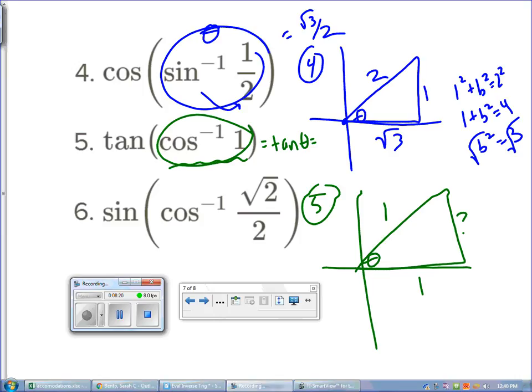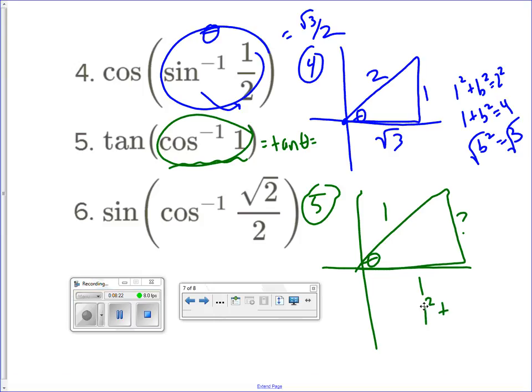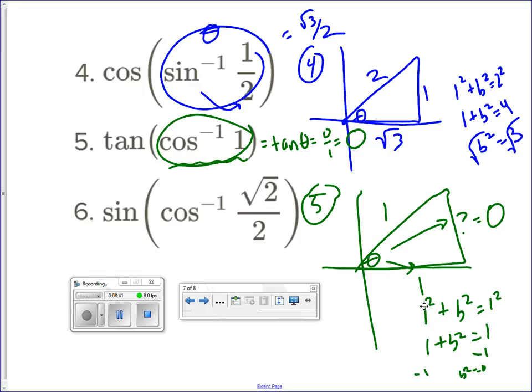Okay, so solving for this, Pythagorean theorem again. So 1, subtracting 1 from both sides, I get b squared equals 0. So this is actually 0. So then the tangent is the opposite over the adjacent. So 0 over 1, which is 0. This triangle doesn't quite make sense because the hypotenuse and the adjacent are the same.